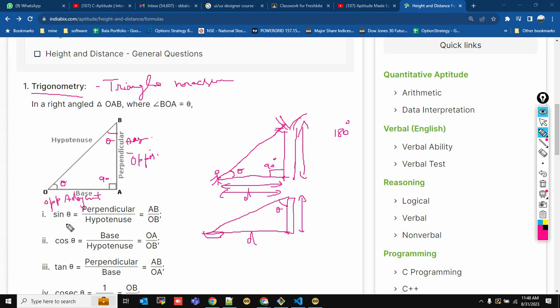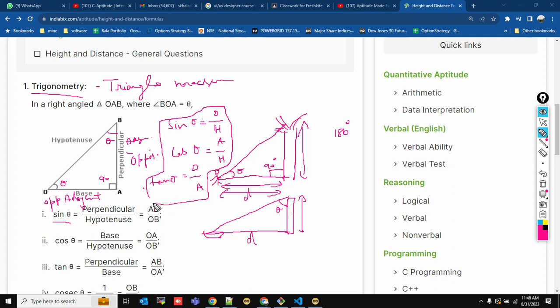Okay. Now these are the ratios we have to remember. Sine theta is opposite by hypotenuse. Cos theta is adjacent by hypotenuse. Tan theta is opposite side by adjacent. Okay, so I think you have to remember only these three ratios, okay. And if you know these three ratios, you can calculate all the other things, okay.